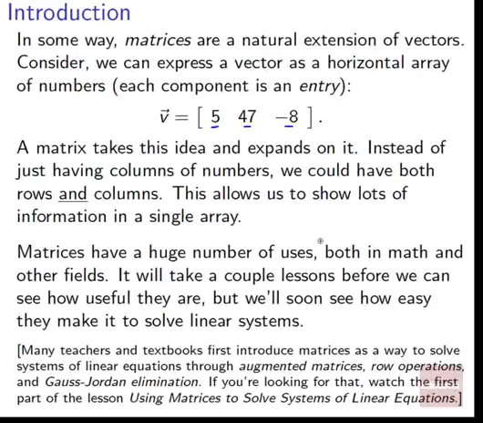Now, a matrix takes this idea and expands on it. So the vector was just a single line, right? It was just a single row going on. So instead of just having columns of numbers, right? We had that single row with three different columns. We could take that and we could have rows and columns. So we'd have rows and columns.